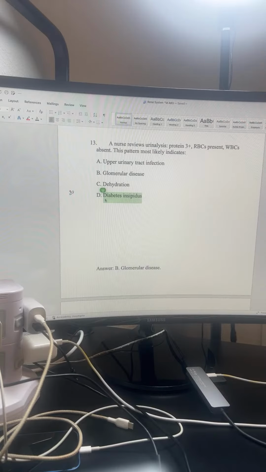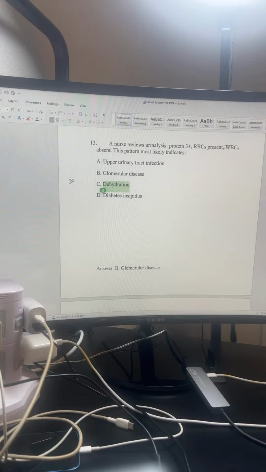Your specific gravity is what you're gonna be looking at. The urine output is gonna be a lot, but they're not gonna have any protein, and this patient has 3 plus protein. For dehydration, the specific gravity is gonna be elevated. You're gonna have high specific gravity for this patient. Unless there's something else going on, you might see red blood cells present. They lack ADH, maybe.